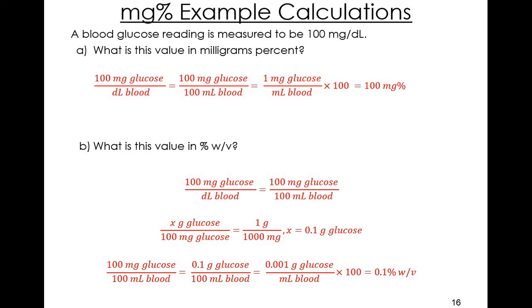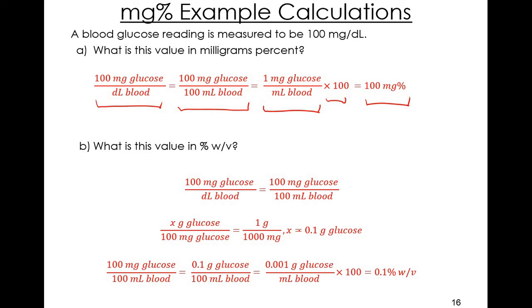Looking at a couple of examples, a blood glucose reading is measured to be 100 milligrams per deciliter. What is this value in milligrams percent? Well, we know from the previous slide that milligrams per deciliter and milligrams percent are equivalent to one another. And so 100 milligrams per deciliter is 100 milligrams percent. But looking at some intermediate steps, you can see why this is true. A deciliter is equal to 100 milliliters of blood solution. If we divide that through, it's 1 milligram per milliliter, and then multiplying by 100 to get the percent gives 100 milligrams percent.